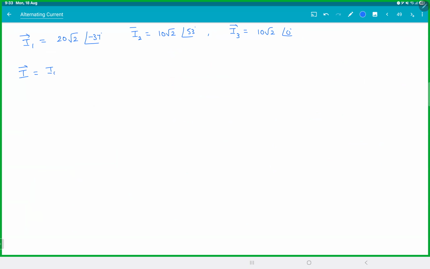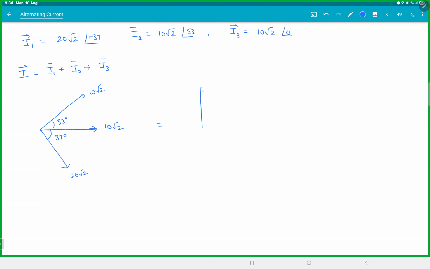I bar is I1 bar plus I2 bar plus I3 bar. And how do you add phasors? Just like vectors. So 20 root 2 at minus 37, you take this as a reference. And that's 10 root 2 at 53. This is 10 root 2 at 0. So if I can add these three vectors, my job's done. And they don't look that great.